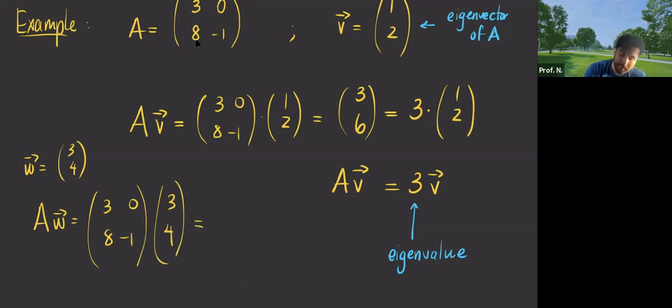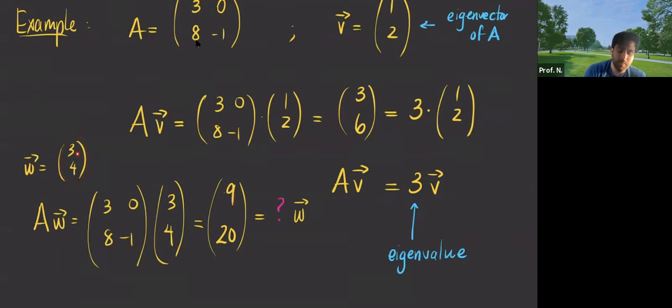I'll get 9. And then I get what? 20. I get 20. Is this a scalar multiple of W? Is there a way that I can multiply W by a number here? By a number, we'll call it question mark. Is there a number that multiply by W, 3/4, gets me 9/20?